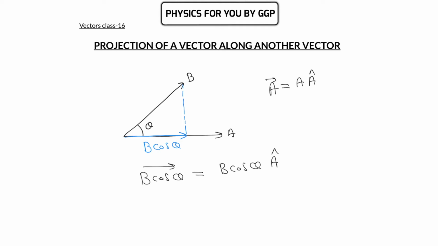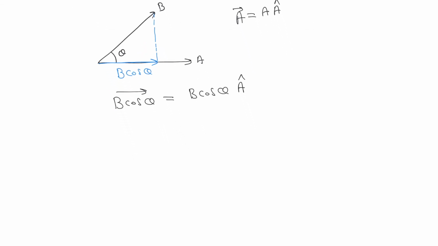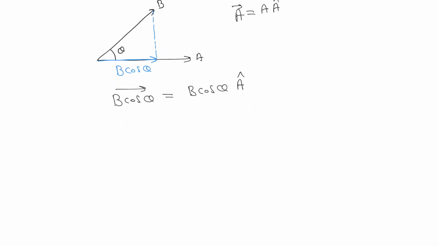So this B cos theta vector has a magnitude of B cos theta, and you can observe that its direction is along the direction of A vector. That's why we are multiplying it with a unit vector along the direction of A vector, represented by A cap. Now we'll discuss how to find out the value of this B cos theta.